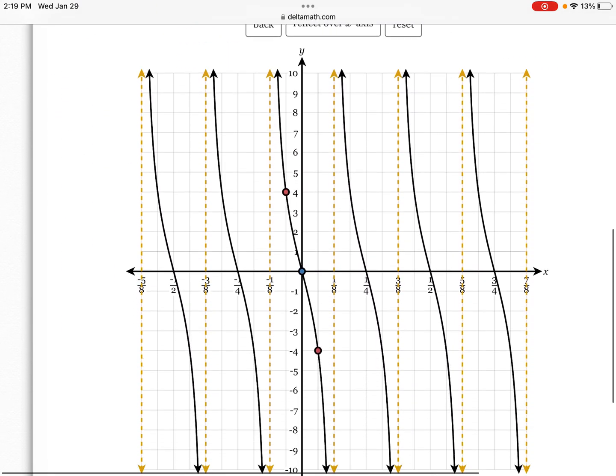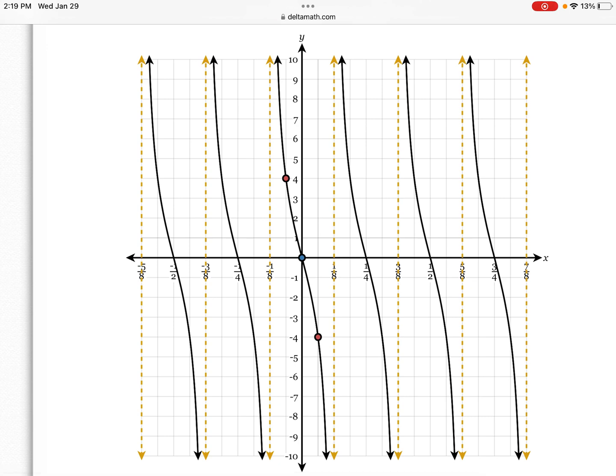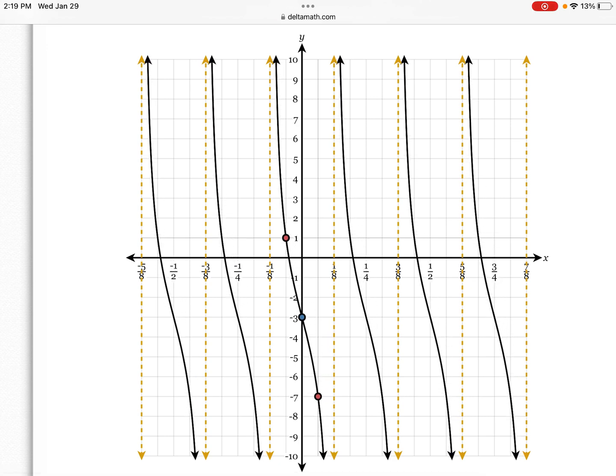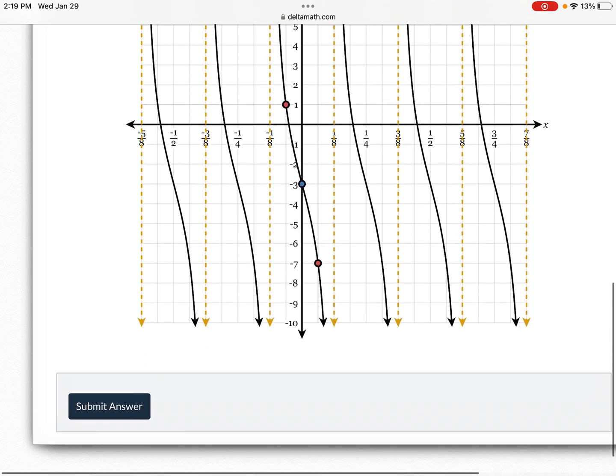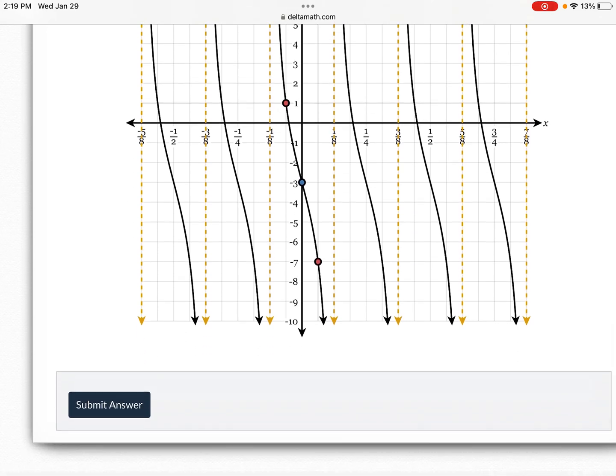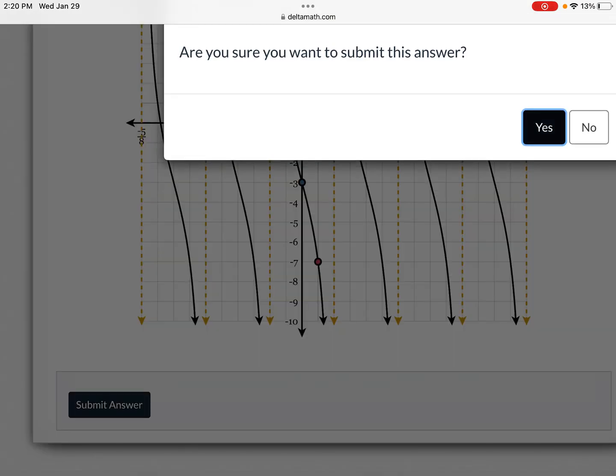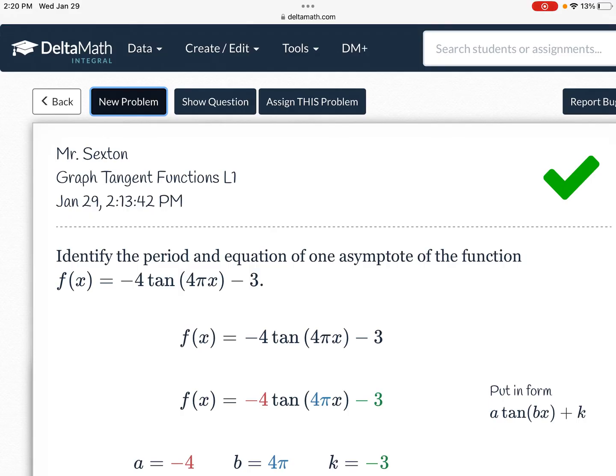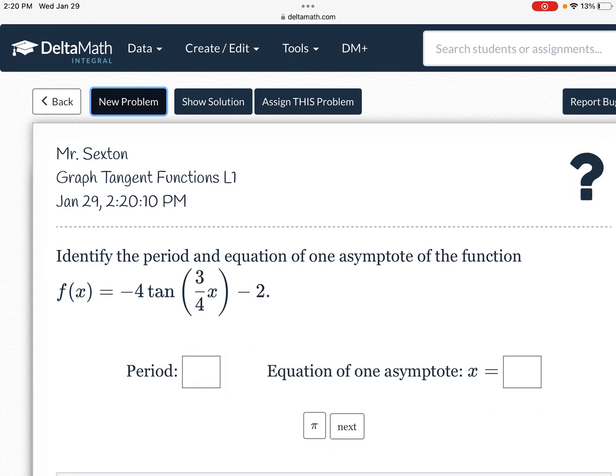We need to move it down by 3 because of the -3. So then we can move it down by 3. Now we can submit our answers. We have our asymptotes at 1/8, and we have our periods where they need to be. So we're going to submit. We're going to hit yes. We're going to pray that we get that little green check mark, which we did. All right, let's try another problem and see what we get here.